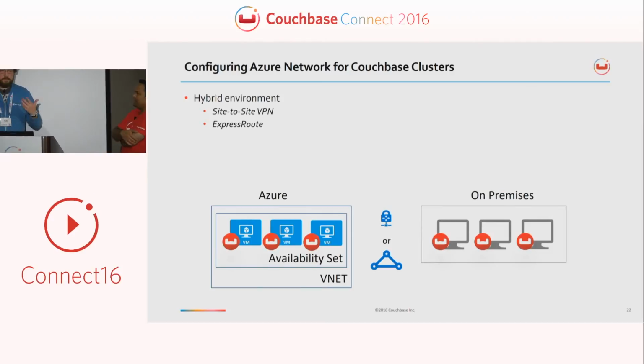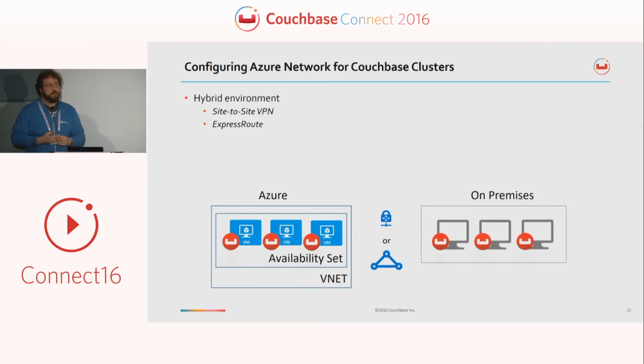Another possibility is the option to connect to the on-premises environment. So let's suppose you have a Couchbase cluster running on premises and you want to connect to a cluster running on Azure. We have two big options here. You can do a site-to-site VPN connection, which is going through a VPN gateway and through the internet, but on an SSL tunnel. And another option is to use ExpressRoute.